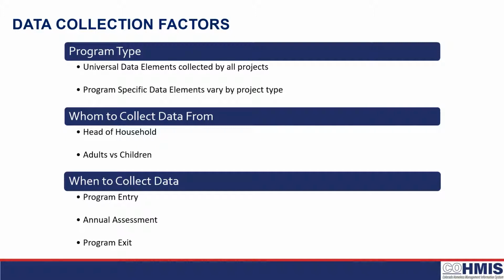We also need to know who to collect data from. So the head of household has certain pieces of information that we collect, and there are differences between adults and children in terms of data collection requirements. As you might recall, we typically only collect income and non-cash benefits about adults and not children, whereas health insurance is collected for adults and children. And then finally, we need to know when to collect data. So typically, we're collecting that at program entry, annual assessment for clients who have been in the program for at least a year or more, and at program exit.